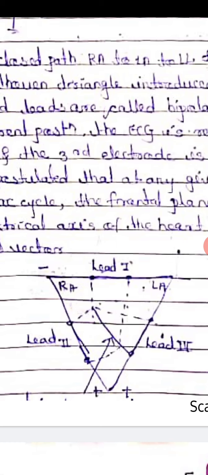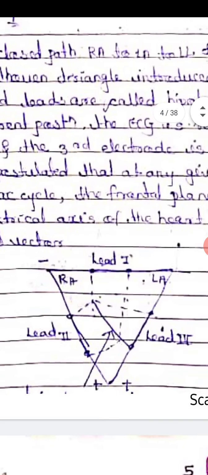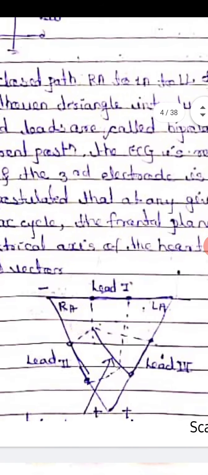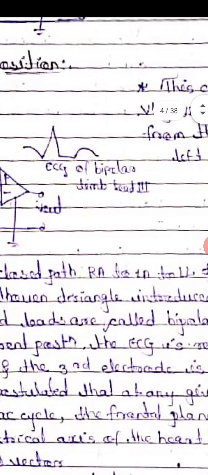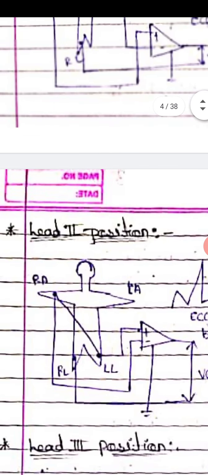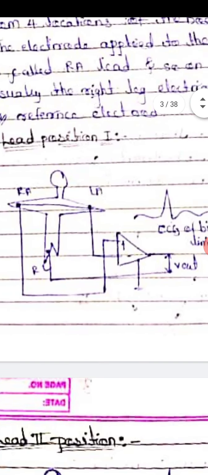In that Einthoven triangle, there are 3 sides. They are indicated by lead 1, lead 2, and lead 3. Whenever you draw the diagram for this bipolar lead system, first of all there is lead 1. Lead 1 is horizontal, that is the first side of the triangle, a horizontal line. According to that only you have to make the connection here.